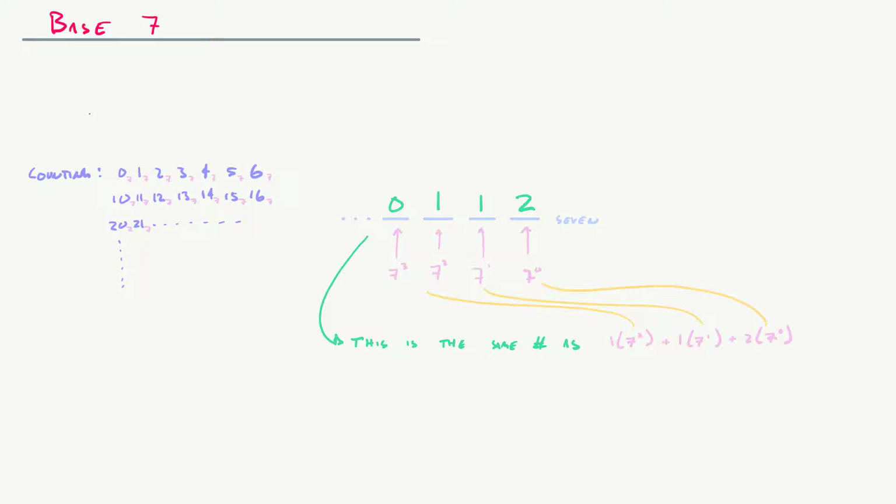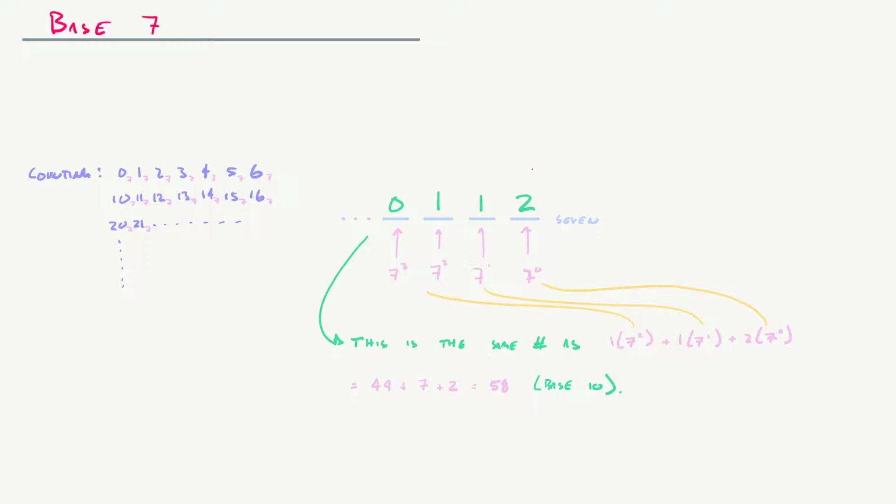How many is that? Well, this is the cool thing about positional numeration. This tells you how many 7 squareds you have. This tells you how many 7 to the firsts you have. This tells you how many units that you have in this case. So you can break this up mathematically into being 1 times 7 squared plus 1 times 7 to the first plus 2 times 7 to the 0, which is 49 plus 7 plus 2.